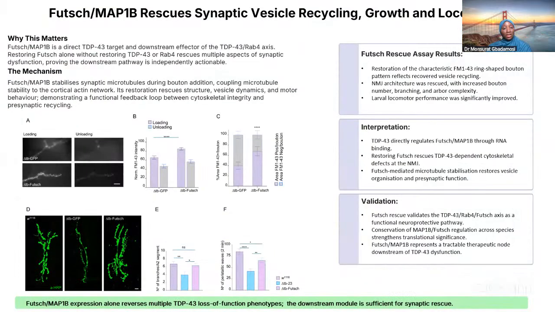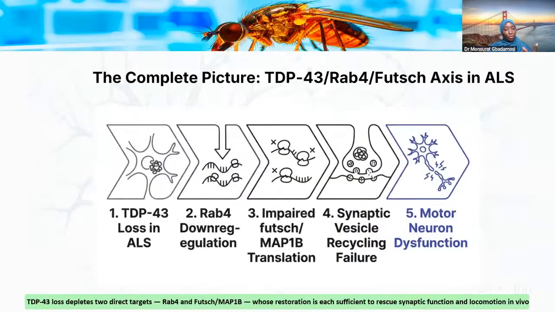implication. This is what I have said about Futsch. Everything that RAB4 did, Futsch was able to do independent of RAB4. So Futsch is doing its own rescue and RAB4 is doing its own rescue. But what connects both of them was TDP43. How? So we proposed that TDP43 loss, of course, that's the beginning. The flies lose TDP43 from the nucleus, so there is a nuclear loss of TDP43.